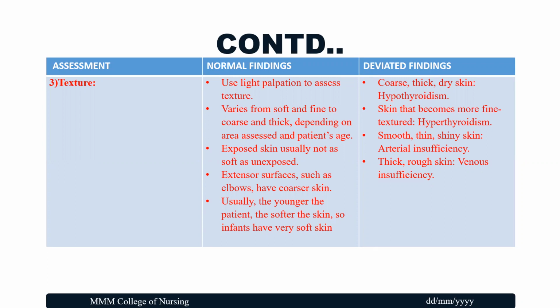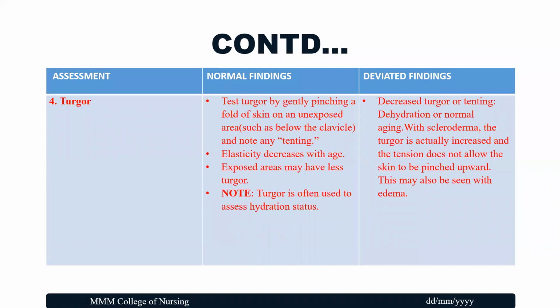So we must keep in mind, before we check the texture, what is the underlying disease? What is the underlying pathology? What are the diseases which I have to look for? That should be in your mind. Next is the turgor. When you palpate, you are going to next palpate for the turgor. So, skin turgor.